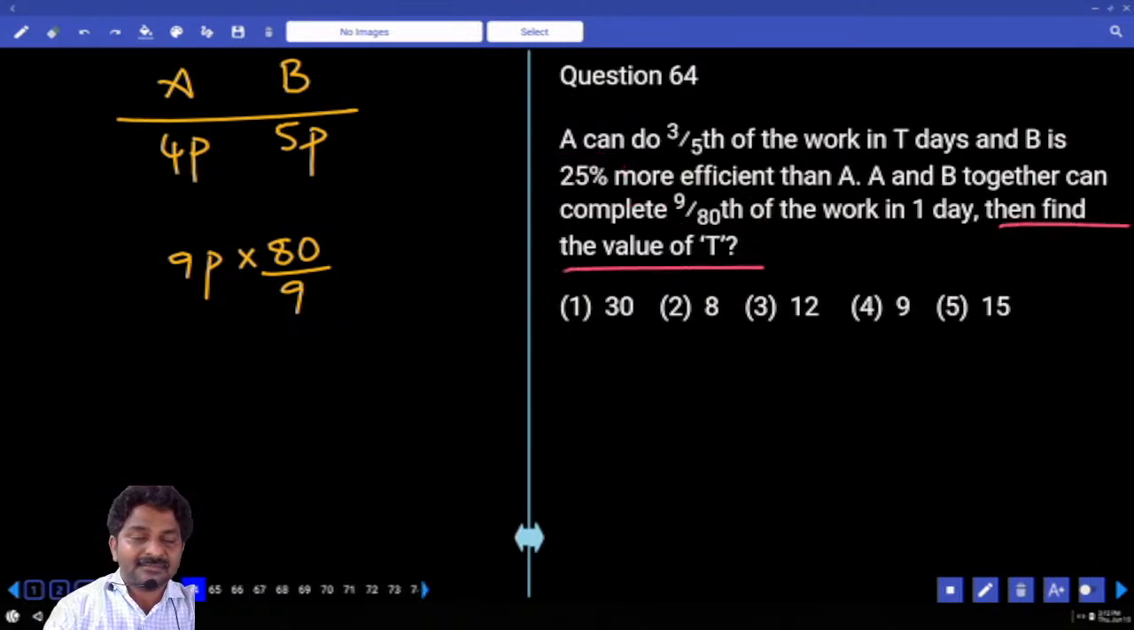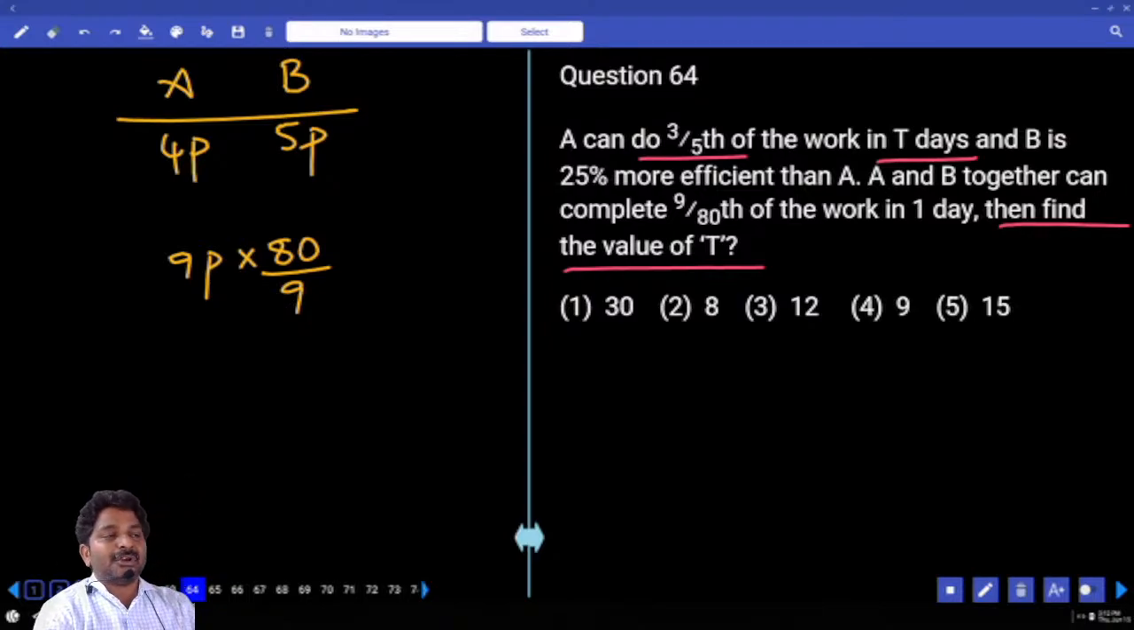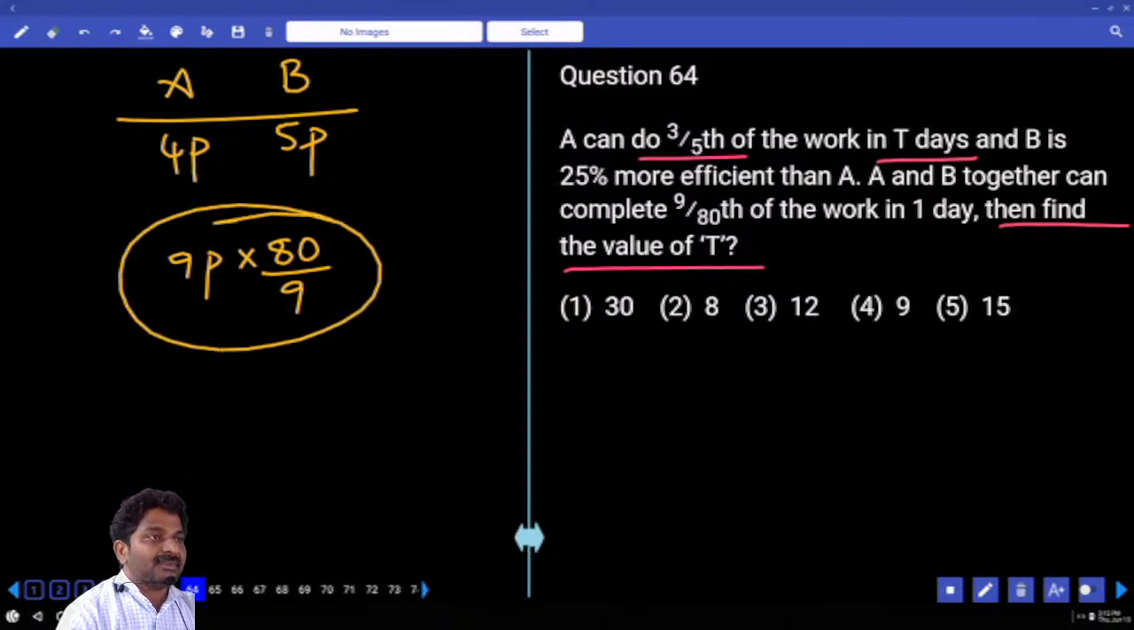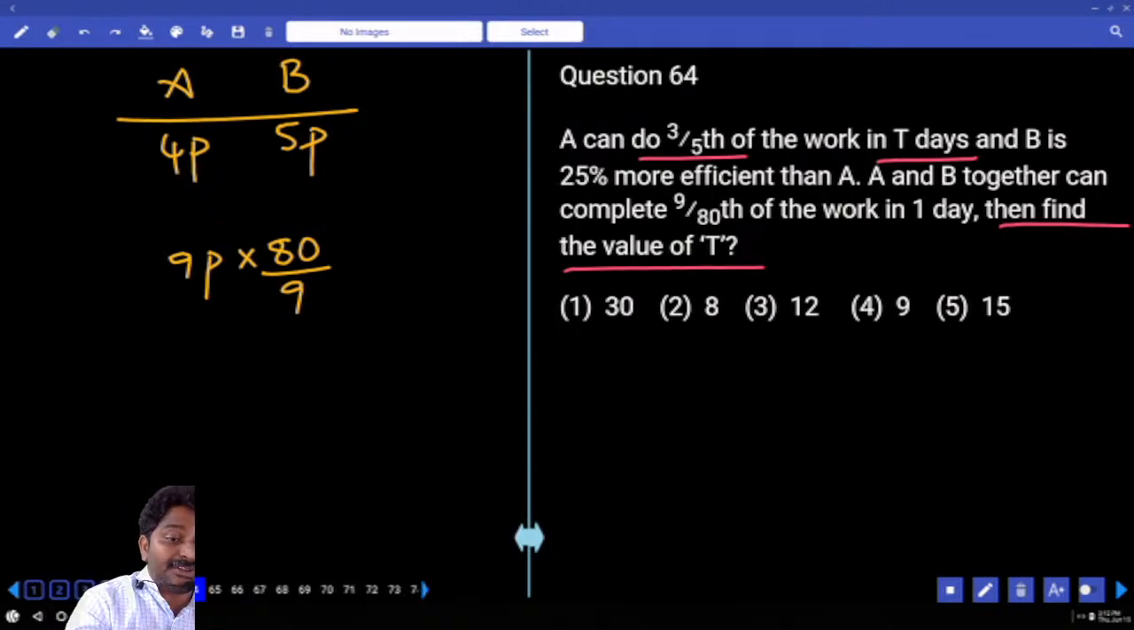Whose question was asked? T was asked, right? T is related to A or B? Where is T here? T is the time taken by A to complete 3/5 of the work. What is the total work? This one. That is the total work. Out of which how much do you need to complete? 3/5. This is 3/5 of the work.